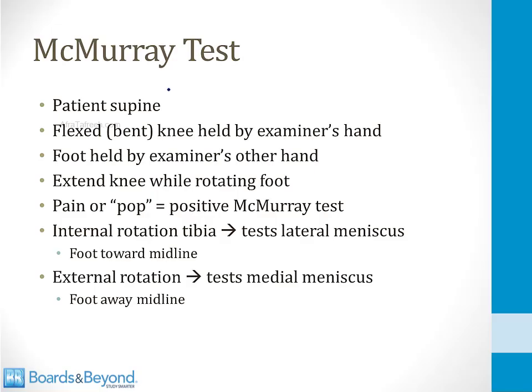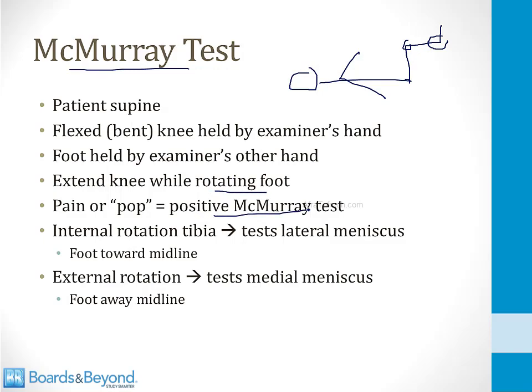The bedside test for a meniscal tear is called the McMurray test. To do this test, you put the patient supine. So for example, if this is the head and these are the arms, you have the patient lie supine. The patient then bends at the hip and flexes the knee. The examiner puts one hand on the knee and one hand on the lower leg. The examiner then extends the knee so that the leg becomes straight while rotating the foot. And if there's a pain or pop, this is called a positive McMurray test.